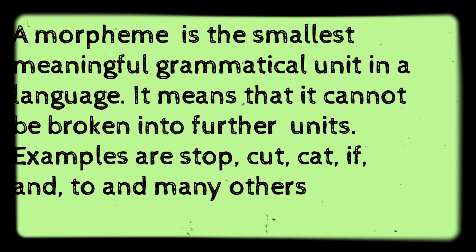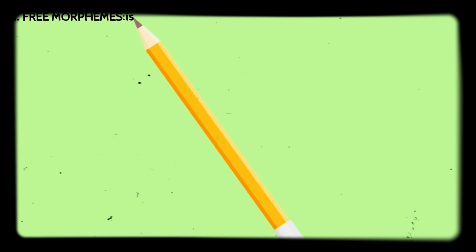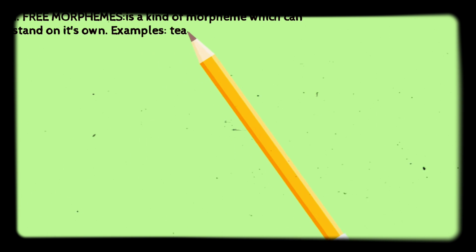Moving on, we'll go to the types of morphemes. There we have two types: the free morpheme and the bound morpheme. A free morpheme is a kind of morpheme which can stand on its own, which means that it does not need anything to make meaning. Examples are teach, stop, work, come, moon, brown. See, all these words make meaning on their own.